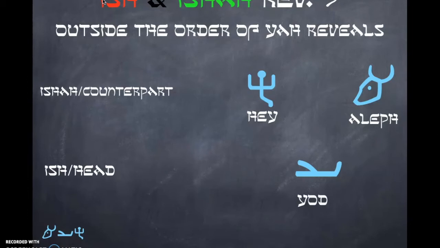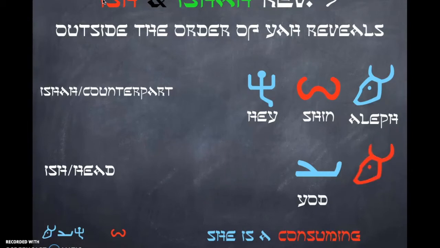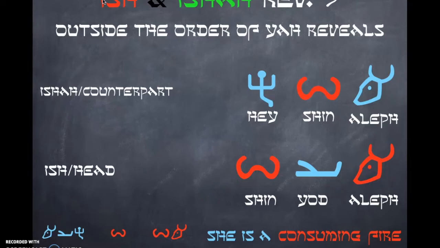Check what he's doing. Hey, Yod, Sheen, that means she is a. Sheen means to devour, to destroy, or consuming. She is a consuming. And then Aleph and Sheen is Ish, fire. So Satan wants to make the woman be the ultimate creator and God, that she is a consuming fire. You see? But if you look at the first letter going from right to left, if you look at Ishah, you see the Aleph, that's Elohim. If you look at the first letter for Ish, that's Elohim. So it's showing you Aleph is Elohim.